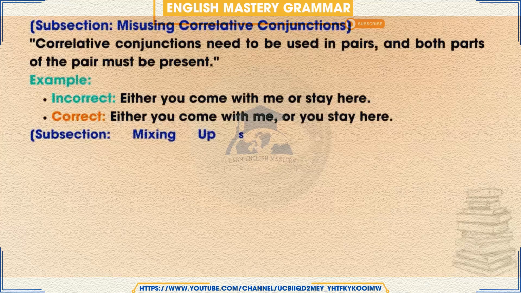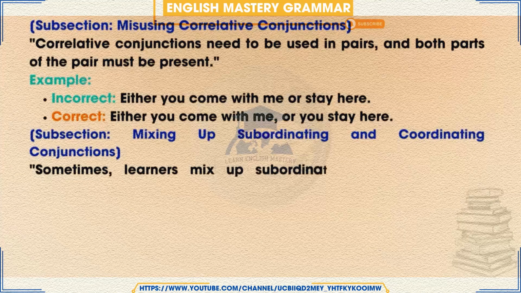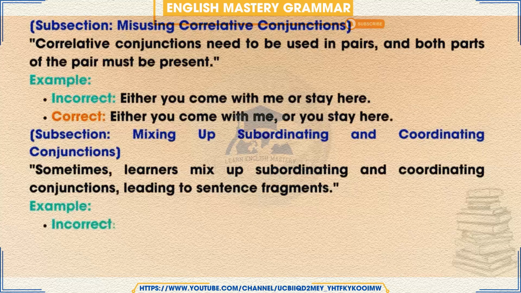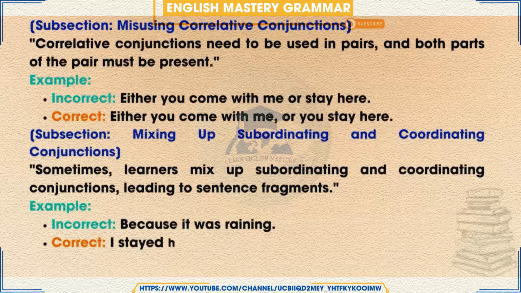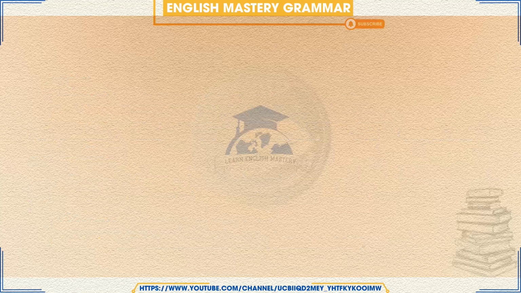Subsection: Mixing up subordinating and coordinating conjunctions. Sometimes learners mix up subordinating and coordinating conjunctions, leading to sentence fragments. Example: Incorrect. Because it was raining. Correct. I stayed home because it was raining.